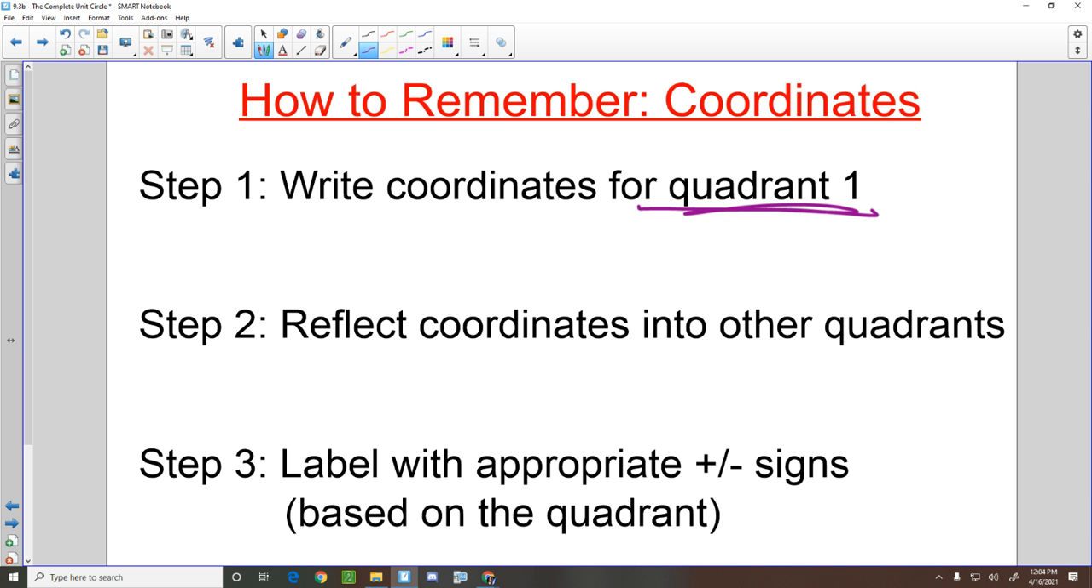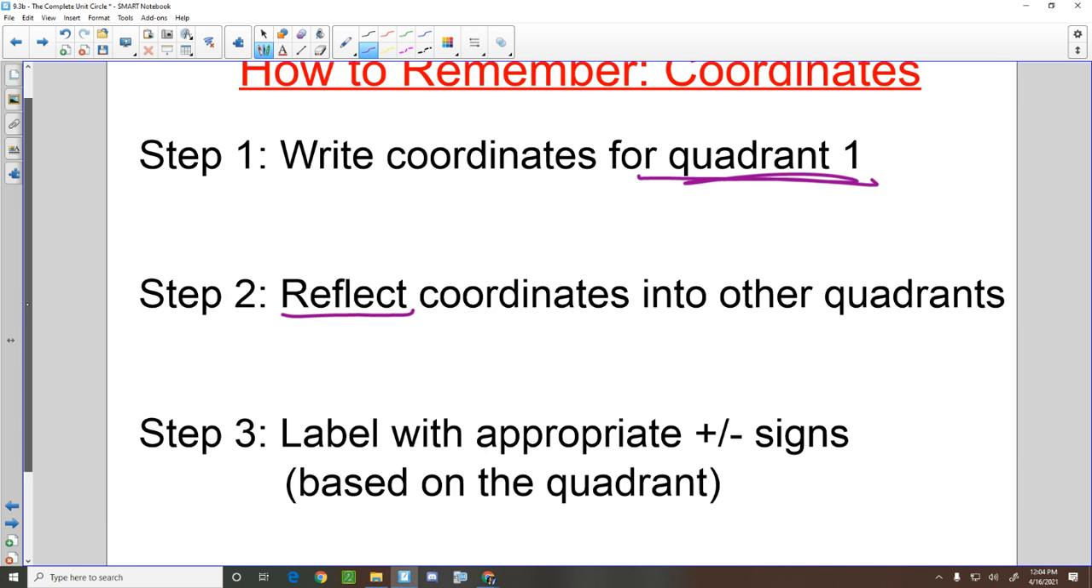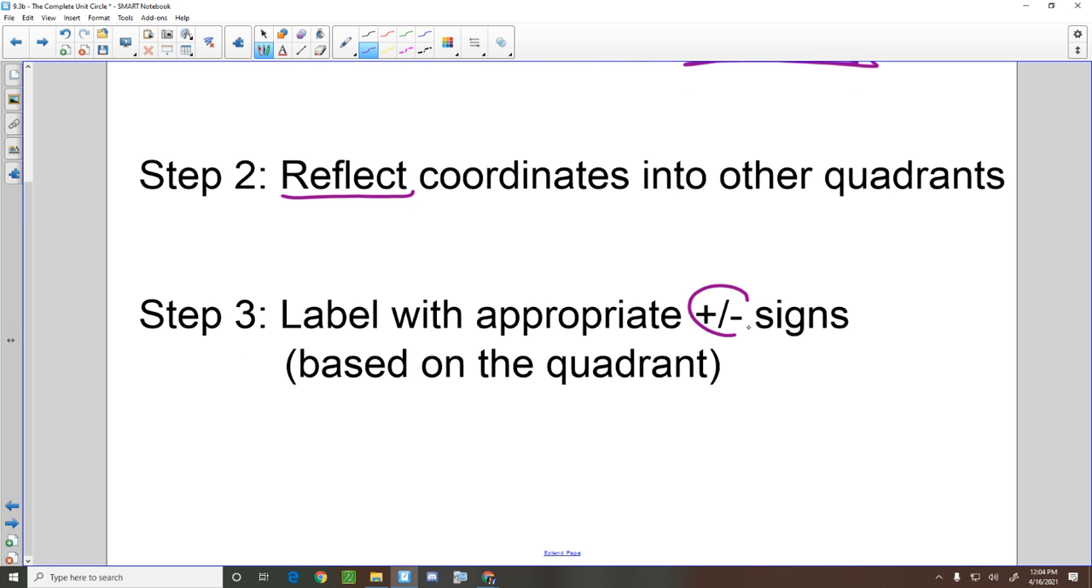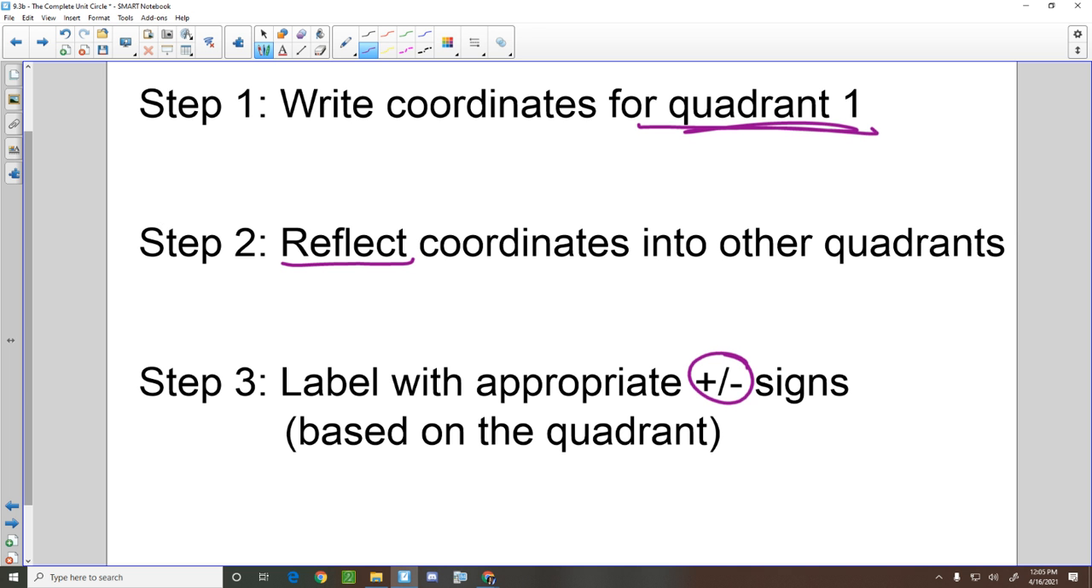So you don't need to actually try to memorize everything. If I have them just for quadrant 1, I can just reflect those or flip them over into the other quadrants, and we'll get those values. And then the last thing is we need to determine which one of these would be positive and which one would be negative. And that's easy enough because you know how a coordinate plane works. You know how x is negative to the left, but x is positive to the right. But that first step is going to be the tricky part. We have to memorize all those different angles.